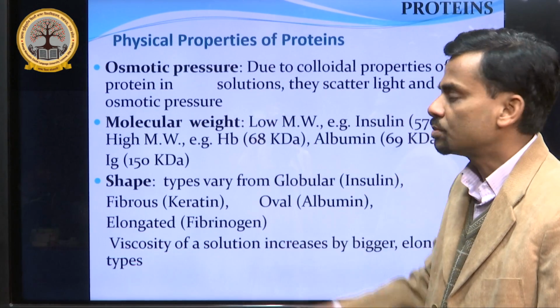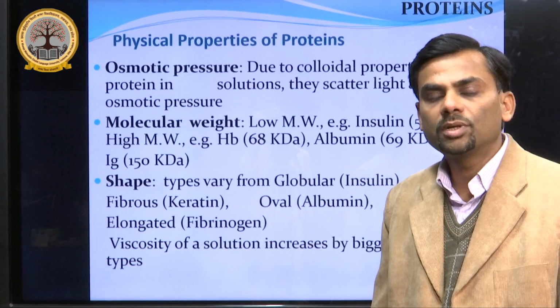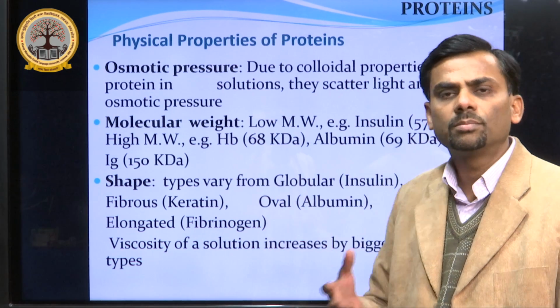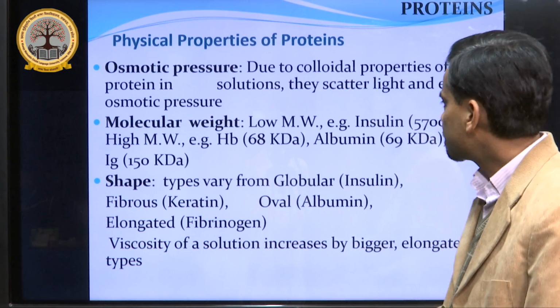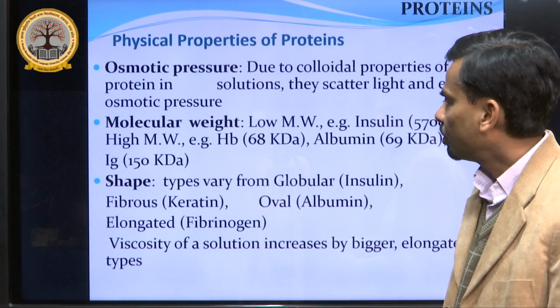First it is the osmotic pressure. How do proteins exert osmotic pressure? Because of their colloidal properties. This is the main basis for protein exerting osmotic pressure. They also scatter light by the property of this colloidal nature.